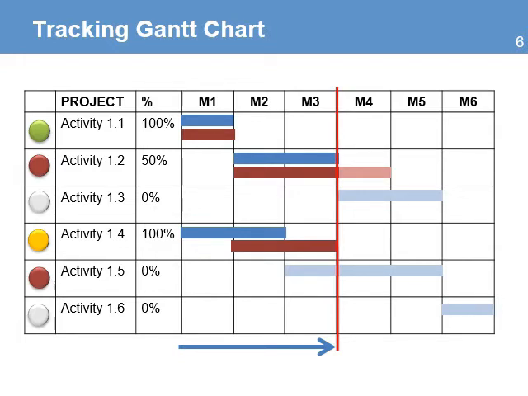The percentage column helps identify the progress on each activity and then compare it to the planned progress. For example, you can see that activity 1.2 is taking longer than planned and activity 1.5 has not started yet. It has a delay of 1 month. The project manager will need to take immediate actions to deal with these problems.